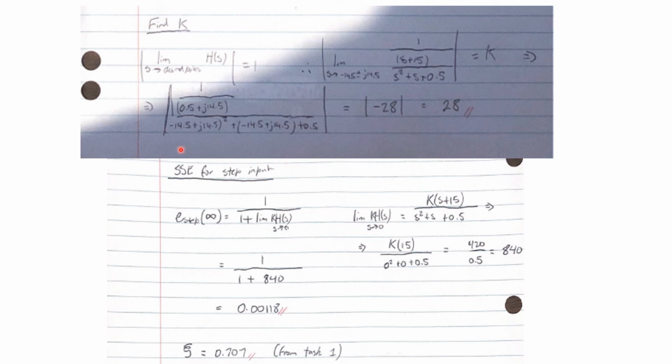Finally, you just have to calculate the steady state error for the step input. So like above, you just sort of substitute in 0 for s, and then step through this equation, and it comes out to be 0.00118. And then task C asks for the zeta value, which we've already calculated as 0.707.